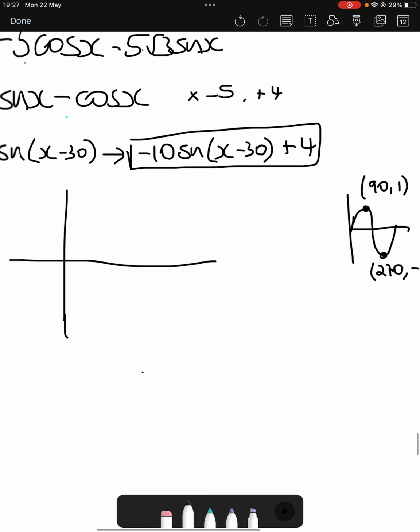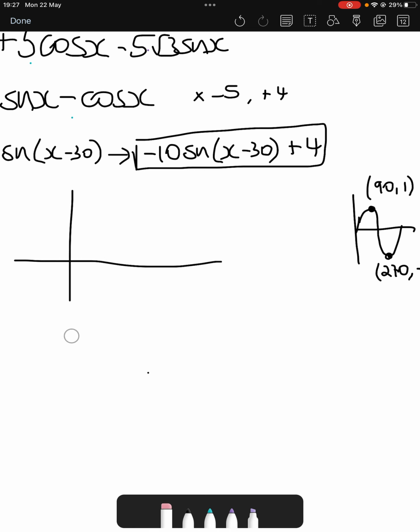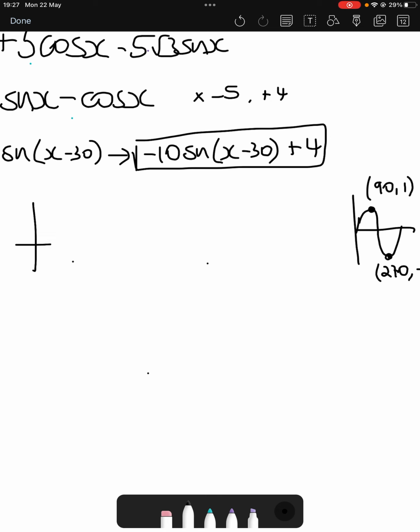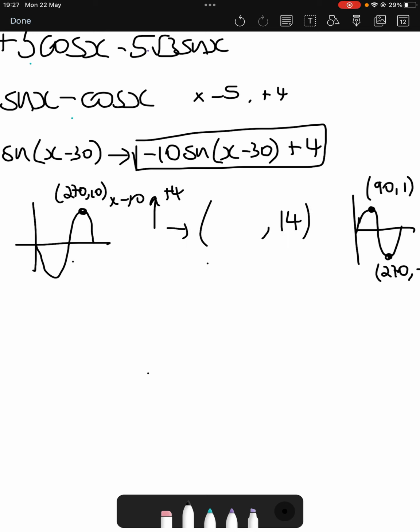So first of all, let's times it by negative 10. Again, we can just do sketches. I'm going to make it a wee bit smaller than that. Okay, if we times by negative 10, it's going to be upside down. Okay, so our maximum is now here. So it's at 270, 10. We need to move it up 4, which is going to take us to 14. Okay, so it's something, 14.